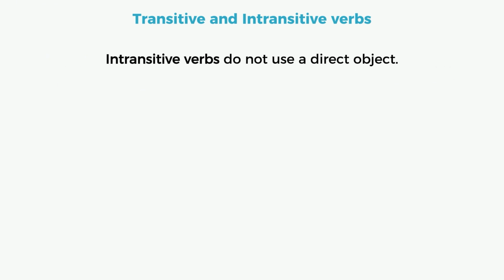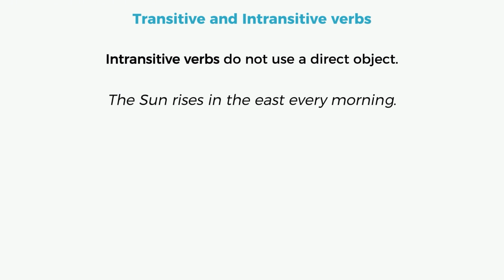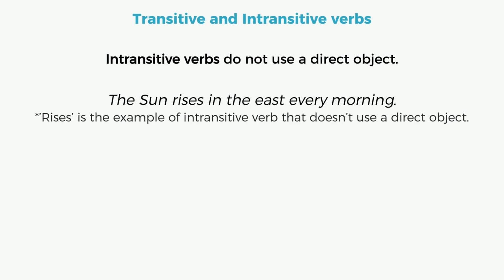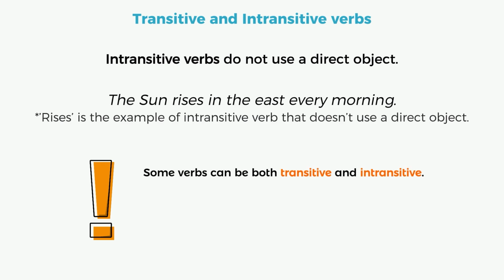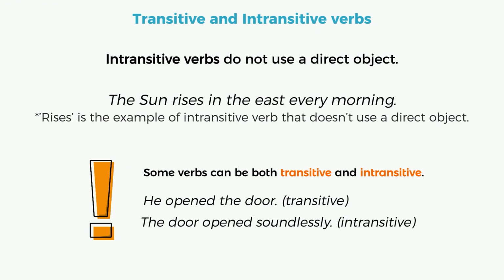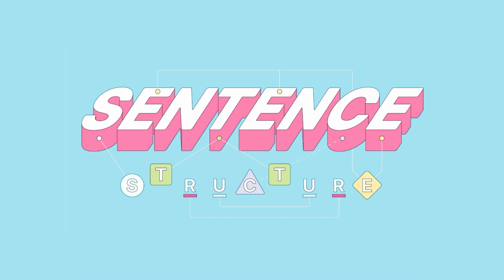Intransitive verbs do not use a direct object. One example of intransitive verbs is the following. The sun rises in the east every morning. Rises is an example of an intransitive verb that doesn't use a direct object. Please note, some verbs can be both transitive and intransitive. For example, he opened the door, transitive. The door opened soundlessly. Verbs are essential to the structure of meaning of English sentences.